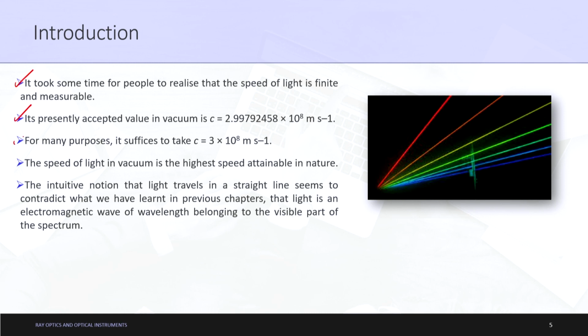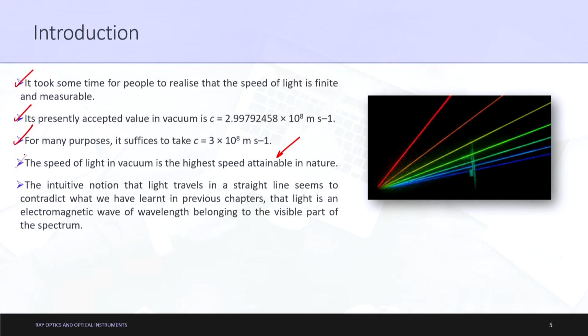Now the next thing is, the speed of light in vacuum is the highest speed attainable in nature. Yes. So please remember this portion, that the value of c keeps on decreasing with different media. It can be less, it can't be greater than 2.99792458 × 10^8 meters per second. The maximum it can attain is in vacuum, which is this value. Okay. This thing has also been understood.